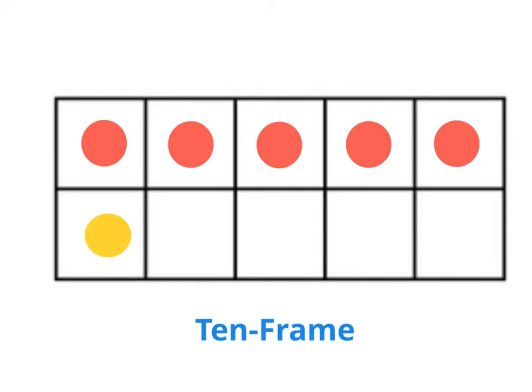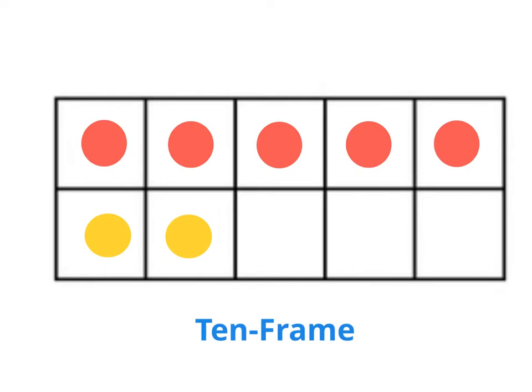Now look at what I'm going to do. I will place one more counter on the 10 frame. Now watch and listen how I count to see how many counters are here. Watch carefully. 5, 6. I don't have to count the 5 because I know that there are 5 counters in the top row. So I start with 5 and count to the next number, 6.